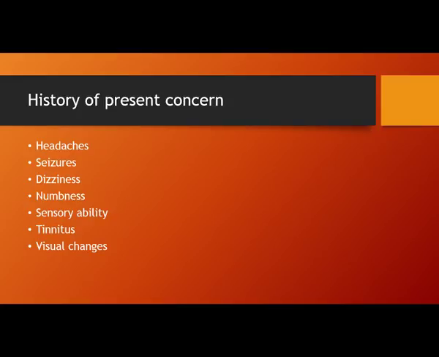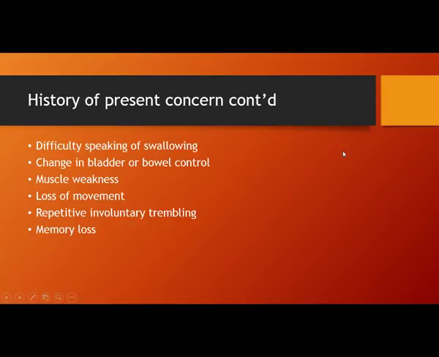Tinnitus, that's a sensation of ringing in the ears. And visual changes, which could be double vision, maybe narrowing of the vision, those kinds of problems. Difficulty speaking or swallowing. A change in bladder or bowel control as well. Sometimes that's just a urological problem, but it can also be a central nervous system problem as well, or a peripheral nervous system problem.